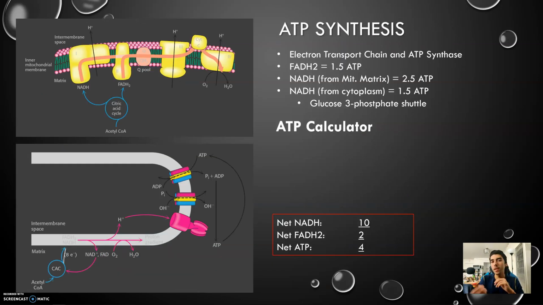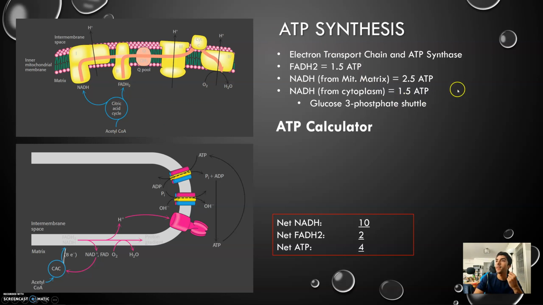So now that we've made some of those important byproducts, we're going to take NADH and FADH2 and convert that into ATP. And we do this through the help of the electron transport chain and the ATP synthase. So as NADH goes through this electron transport chain, it can do so by entering in through complex 1. As a result, it can form 2.5 molecules of ATP. And this is only when we consider the NADHs that are formed in the mitochondrial matrix, so as a result of the citric acid cycle and the oxidation of pyruvate.